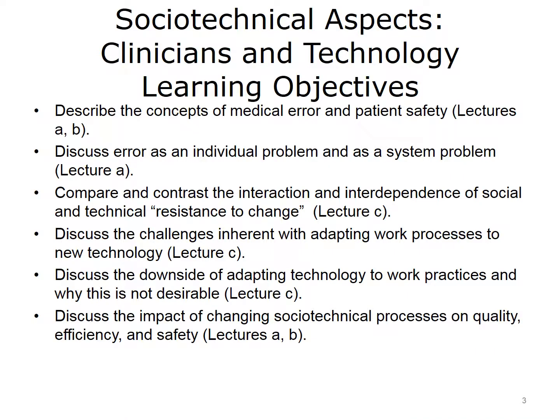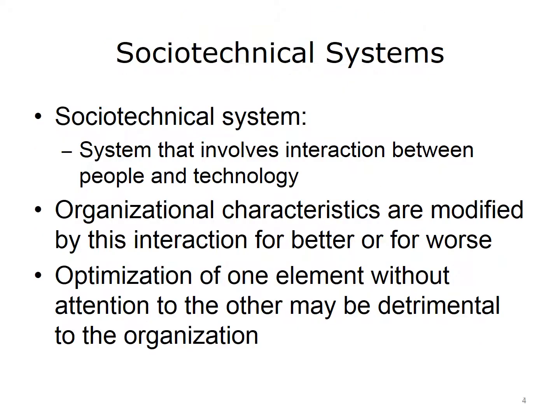The objectives for Sociotechnical Aspects, Clinicians, and Technology are to describe the concepts of medical error and patient safety, discuss error as an individual problem and as a system problem, compare and contrast the interaction and interdependence of social and technical resistance to change, discuss the challenges inherent with adapting work processes to new technology, discuss the downside of adapting technology to work practices and why this is not desirable, and discuss the impact of changing sociotechnical processes on quality, efficiency, and safety. This lecture discusses sociotechnical aspects of healthcare.